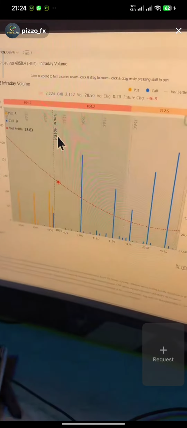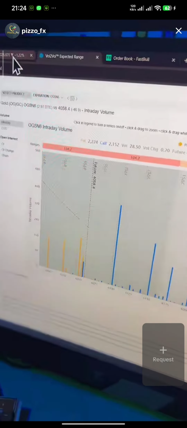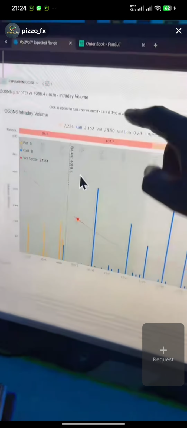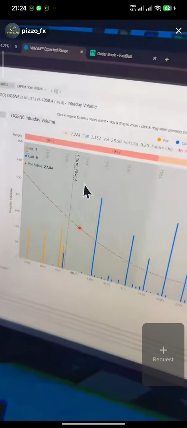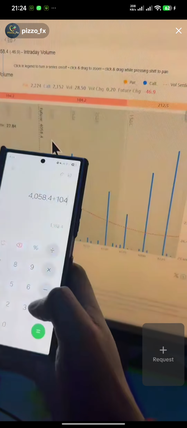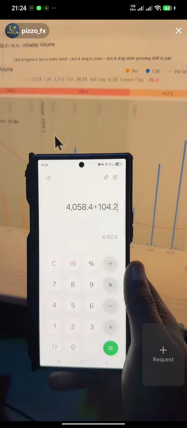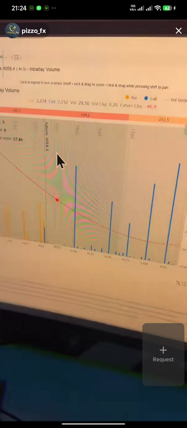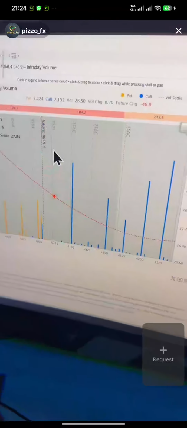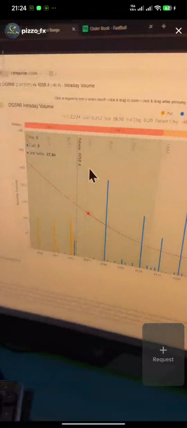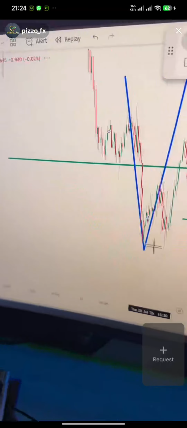So ukitaka kujua hii market ita stretch mpaka wapi, side ya juu. So now market kwa wapi currently? Market kwa 4026, but hatutumii spot price, tunatumia future spot price iko huko hivi. So hii 4058.4. Ukitaka kujua ita stretch mpaka wapi side ya juu, you add 104.2. Itakupea 4162.6. So unaona? Wewe ni quant trader. Watu wananiita sentimental trader, hawajui tunaelekea wapi. So just add 104.2 inakupea 4162.6. There. So market imekupea 4162. Haya, just go and mark 4162.